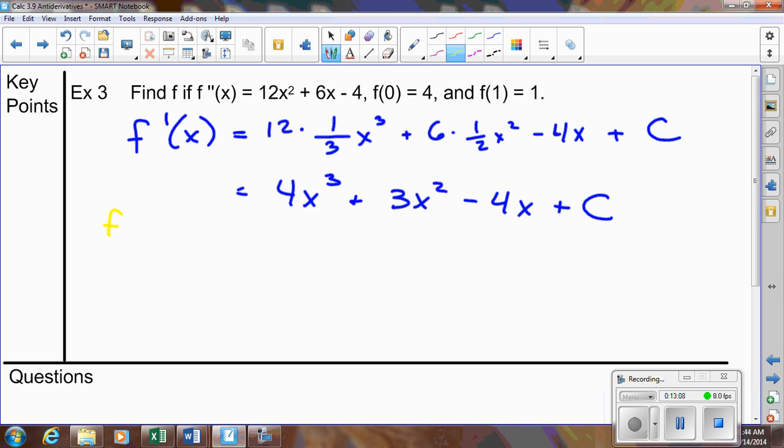Next, take another antiderivative. What's the antiderivative of 4x cubed? That's x to the fourth. What is the antiderivative of 3x squared? X cubed. What is the antiderivative of minus 4x?